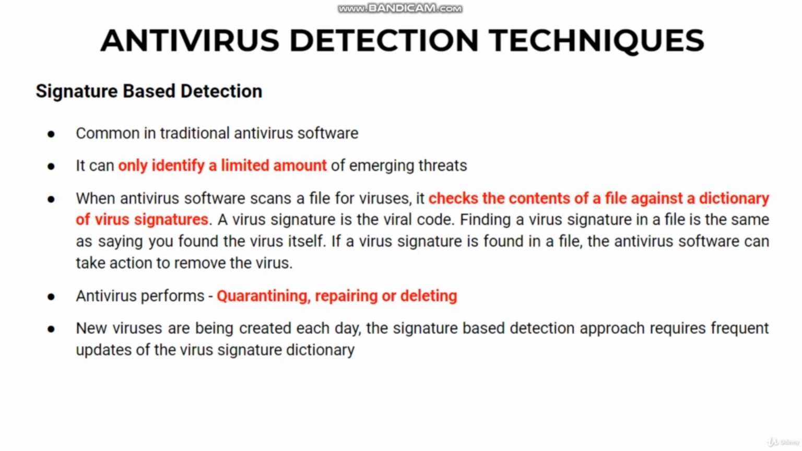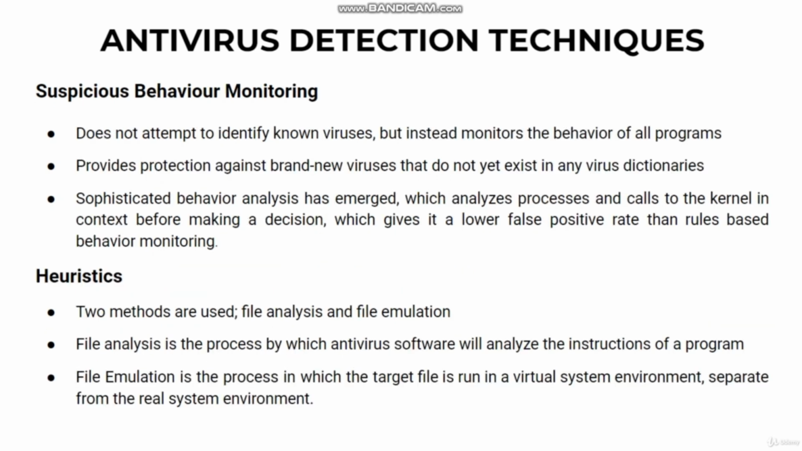virus authors have tried to stay ahead of such software by writing oligomorphic, polymorphic, and more recently metamorphic viruses, which encrypt parts of themselves or otherwise modify themselves as a method of disguise so as not to match the virus signatures in the dictionary. So the main disadvantage of signature-based detection is that you constantly need to update your database. And since the virus makers are pretty intelligent, they find some way or other to evade this signature-based detection. So the next type of detection technique is suspicious behavior monitoring.